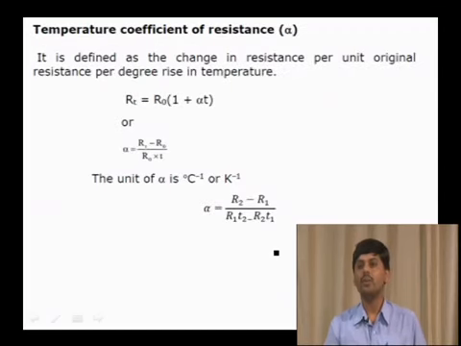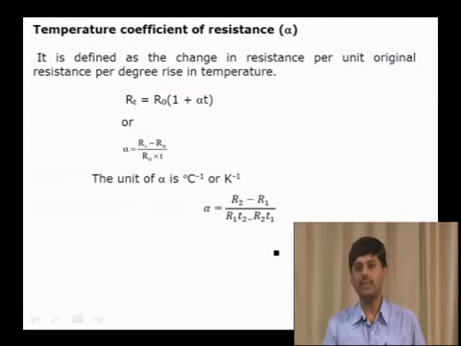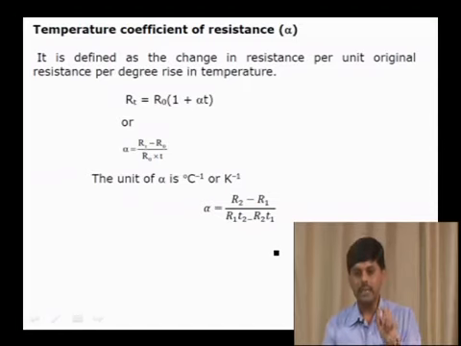Next, temperature coefficient of resistance of a conductor. It is defined as the change in resistance per unit original resistance per unit rise in temperature. The variation of the resistance with temperature is given by the equation R_T is equal to R naught into (1 plus alpha T). Rearranging that equation, we get alpha is equal to (R_T minus R naught) divided by R naught into T. That is, alpha is the change in resistance divided by the resistance at 0 degree into the unit rise in temperature. The SI unit of alpha is per degree Celsius or per Kelvin.